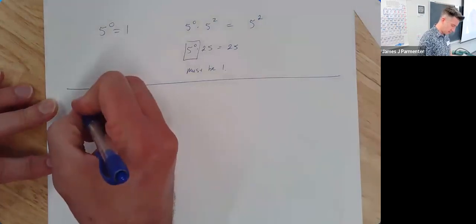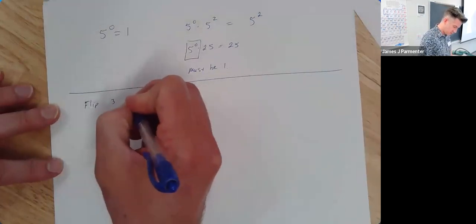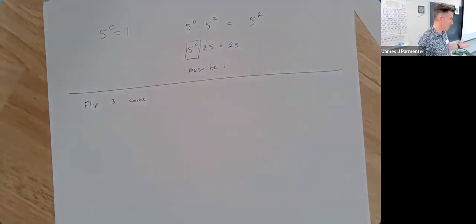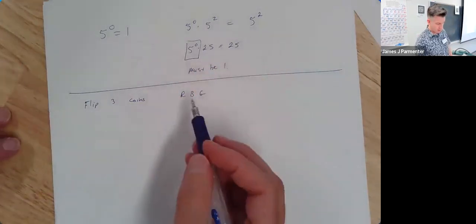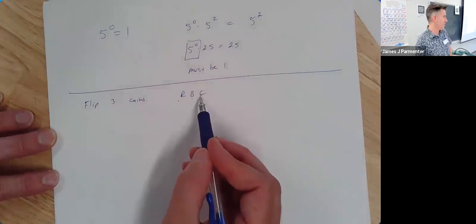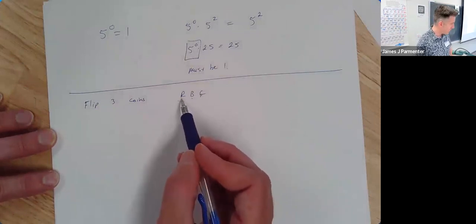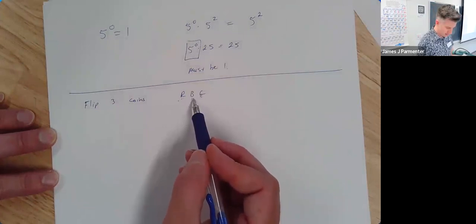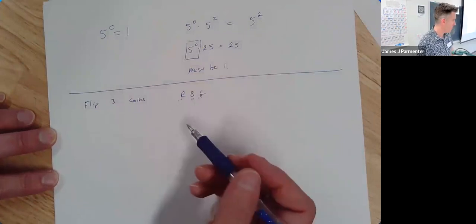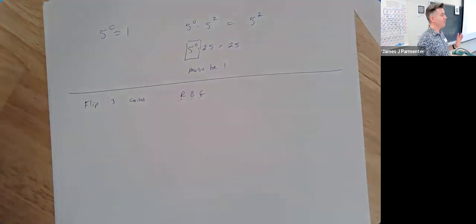Let's say we flip 3 coins. And they're different colors. So like you can have a red coin, a blue coin, and a green coin. A red head and a blue tail and a green tail is different than a blue head and a red tail and a green tail. But so let's count the number of ways we can get things.